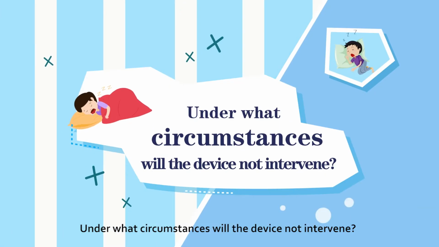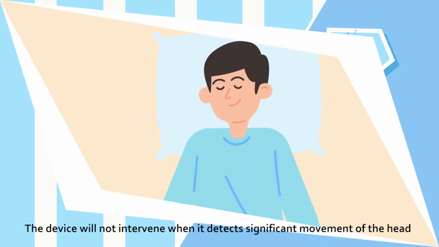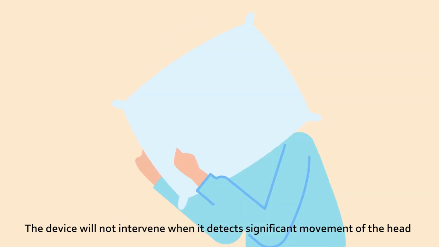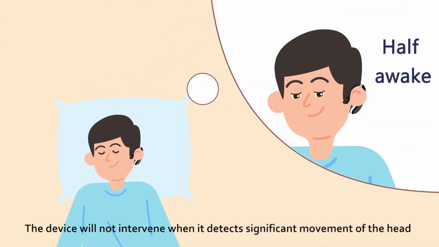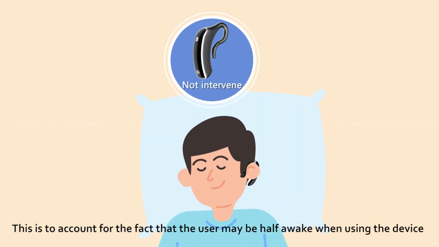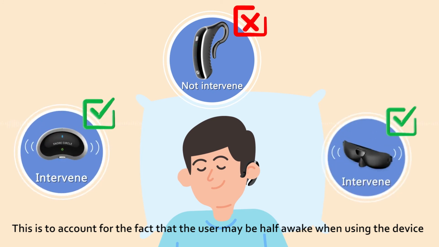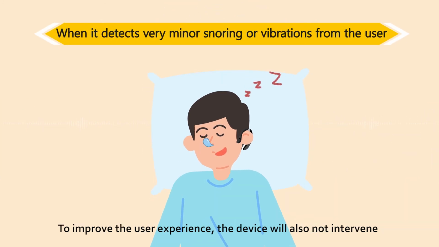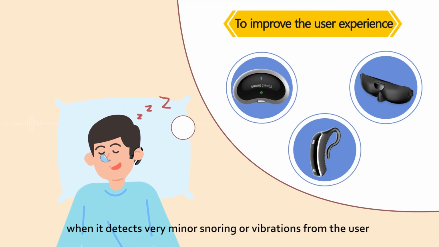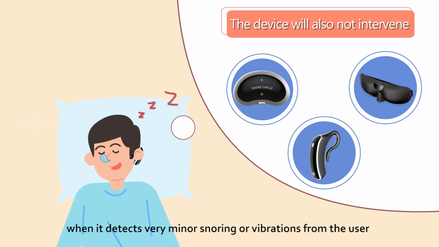Under what circumstances will the device not intervene? The device will not intervene when it detects significant movement of the head. This is to account for the fact that the user may be half awake when using the device. To improve the user experience, the device will also not intervene when it detects very minor snoring or vibrations from the user.